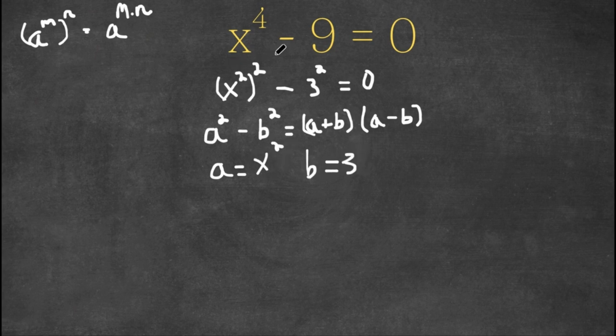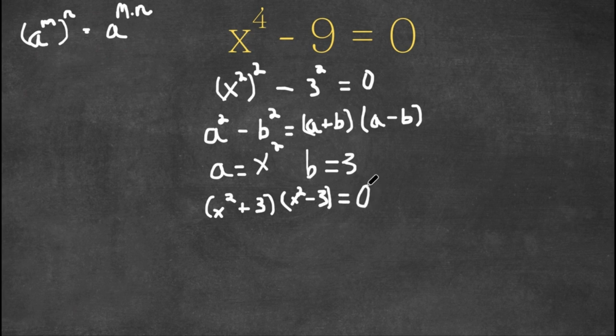So we have x squared to the power of 2 minus 3 squared, and this is also equal to a squared minus b squared. So all we have to do is plug in a and b into our expression here, a plus b times a minus b. So a is x squared, so we have x squared plus b, which is 3, times x squared minus 3. So now this equals 0.